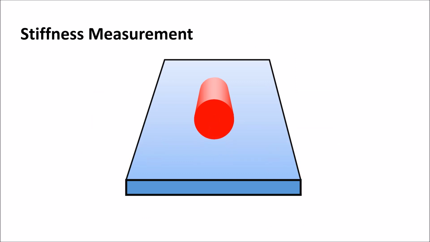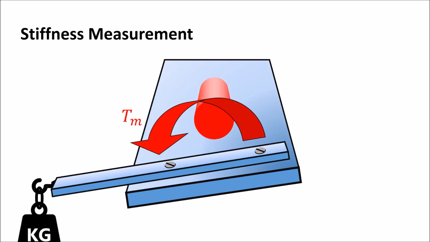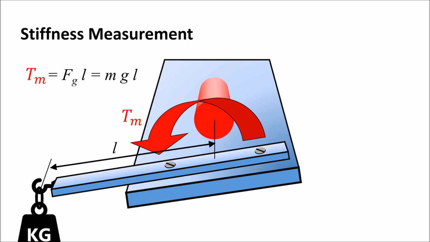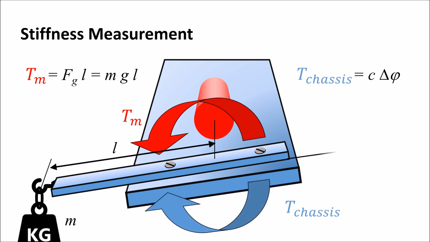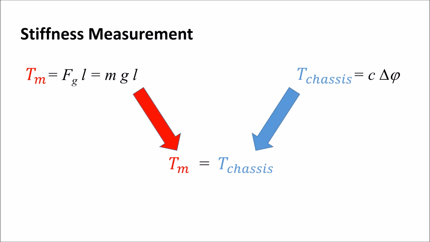The stiffness of the chassis can be determined by producing a known gravitational torque that leads to a measurable deflection angle delta phi. The stiffness constant C can then be computed from the deflection angle delta phi, the gravitational mass and the lever arm L at which the mass is placed with respect to the center line of the chassis.